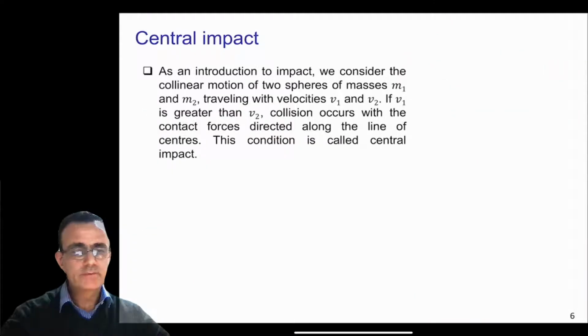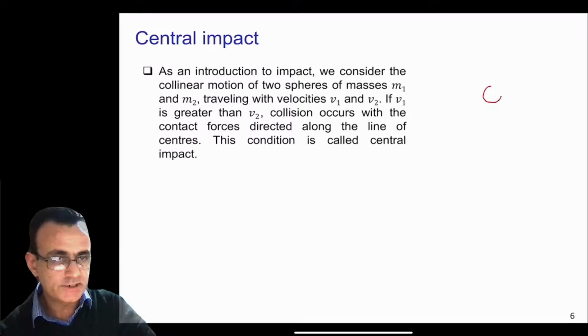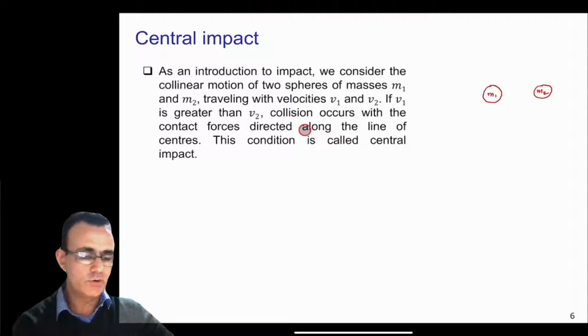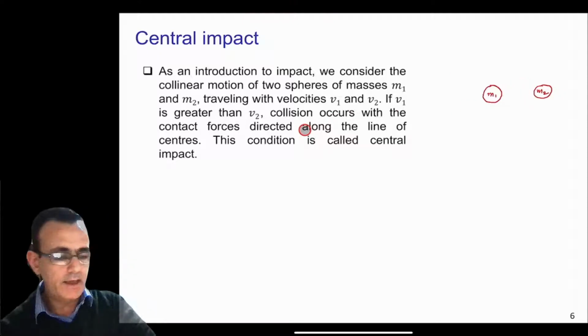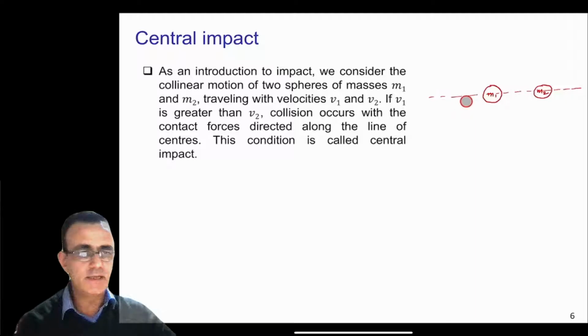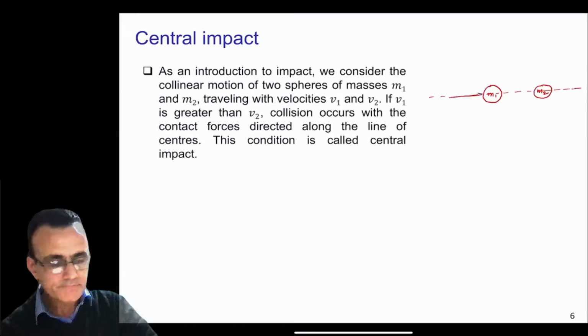Okay, so now we will start to derive the equation of motion for the first case, which is the central impact. If you consider two particles, this is particle M1 with a mass M1, and this is the second particle with mass M2. You are given these masses, and if we draw a line here, which is the line of impact, passing through their centers of gravity, this particle may be moving in this direction, and this particle may be moving in this direction.